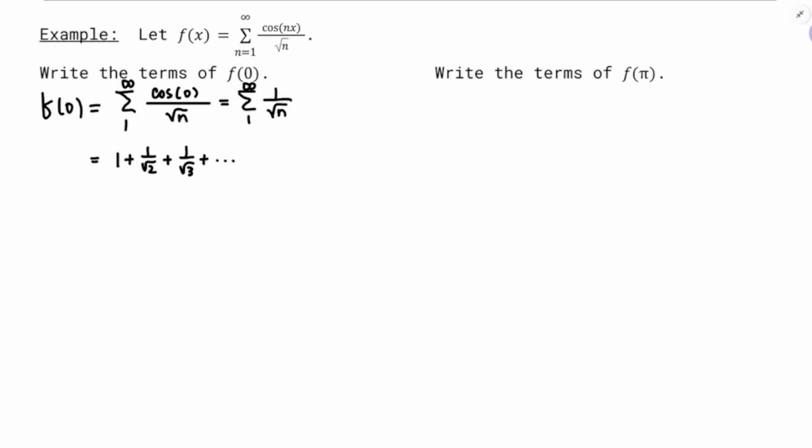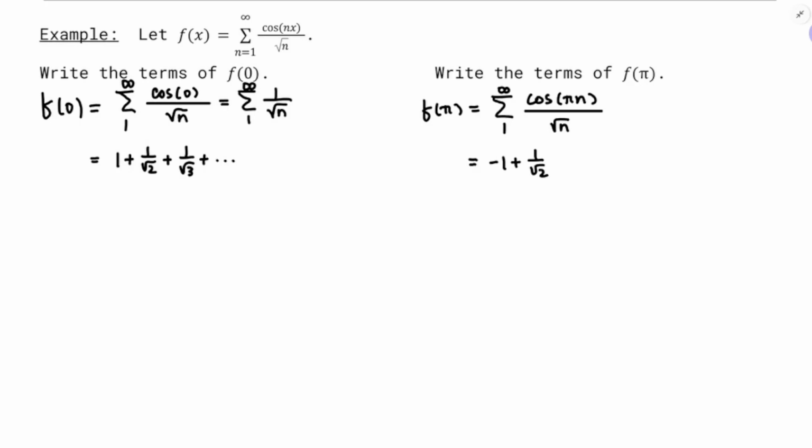And if I wanted to write out the terms of f of pi, well, I'm going to plug in pi for x, and so that'd be cosine of pi n in the numerator of that series, and that's going to cause us to have an alternating series, like I was just saying. So I start with n equals 1 if I want to write out the terms. Cosine of 1 pi is negative, so I'm going to have negative 1 over the square root of 1, plus, when n is 2, cosine of 2 pi is positive 1, over the square root of 2.